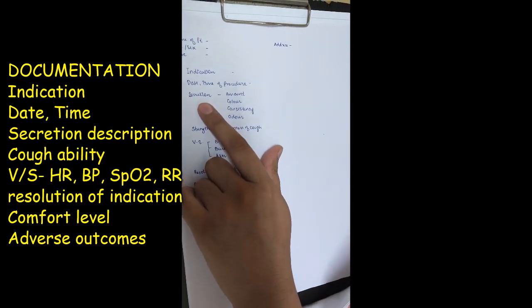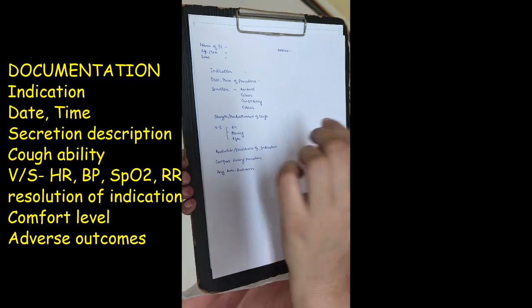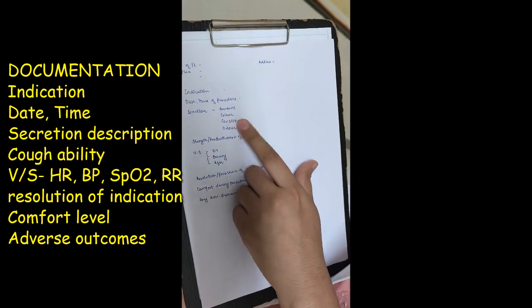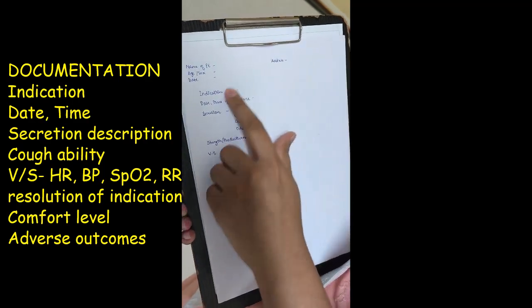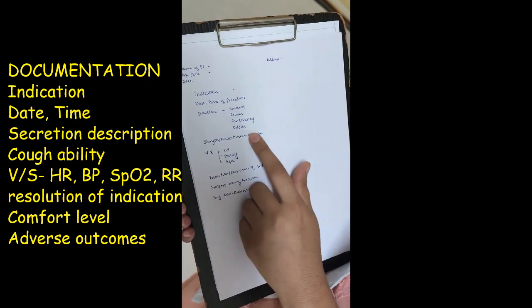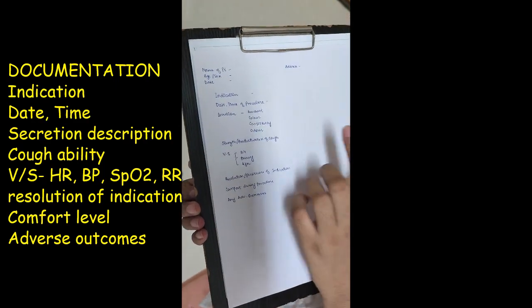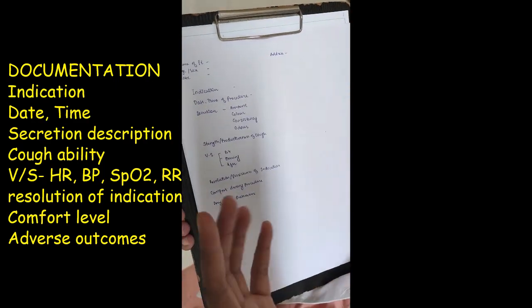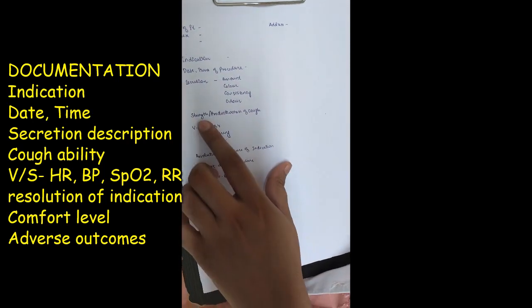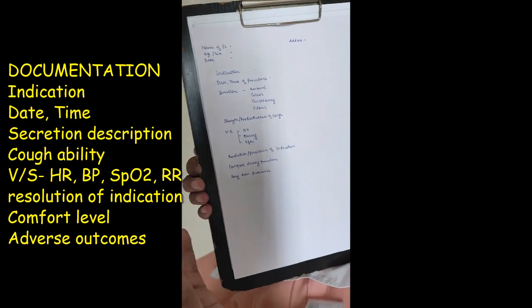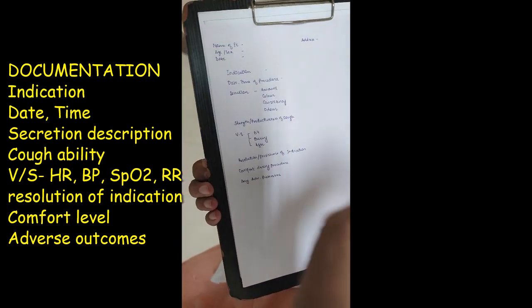Secretion description. It is very important that we mention the secretions that the patient has expectorated: the amount, color, consistency and odor. All these findings can help us to know about the progress of the patient as well as the diagnosis of the patient, and whether any changes or complications are there or not. Then strength or productiveness of cough, if the cough was strong or weak, whether the patient was able to expectorate or not.